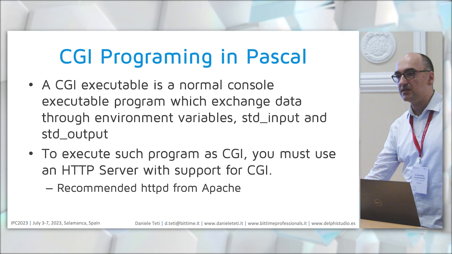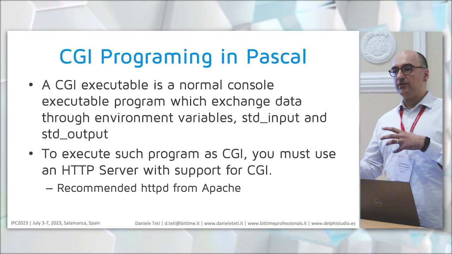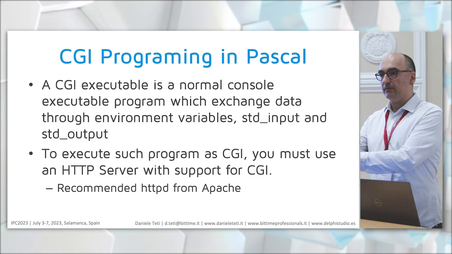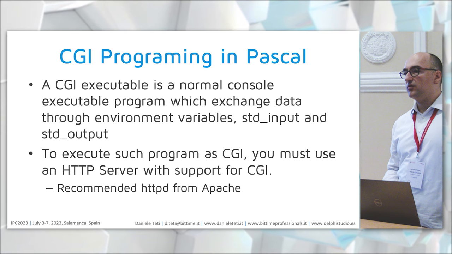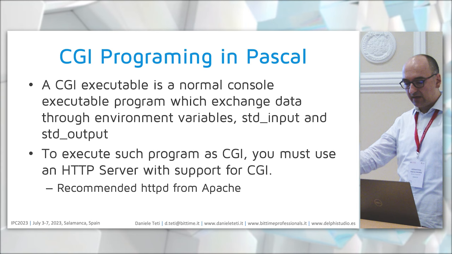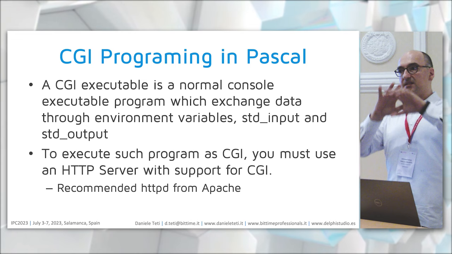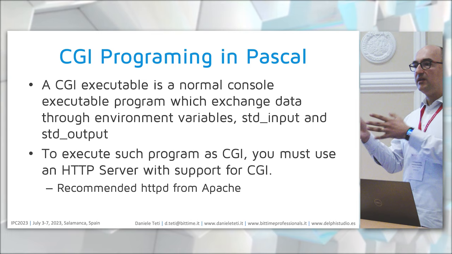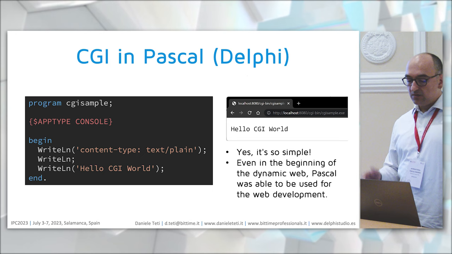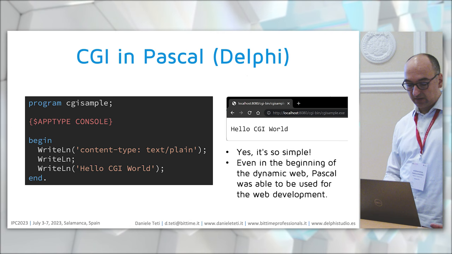So what about Pascal? In this talk, we try to follow the technology and what Pascal has to offer in that time frame. A CGI executable is a normal console executable program, in the past and still today. So this program just has to exchange data with the external world in a specific way. This specific way is the Common Gateway Interface. So to execute a CGI program, you must use an HTTP server which supports CGI. One of the best suited for such work is HTTPD from Apache.